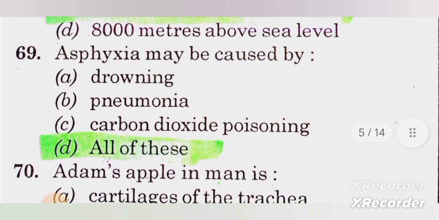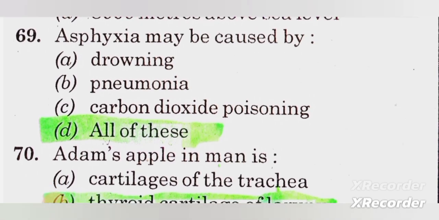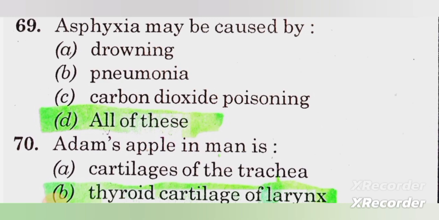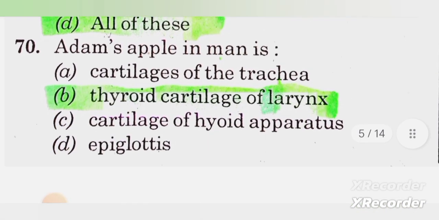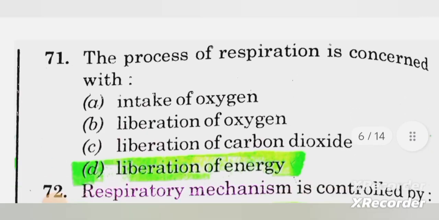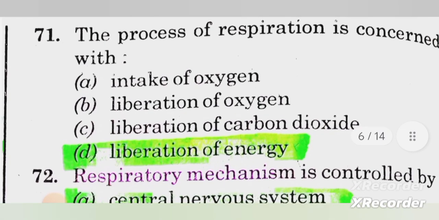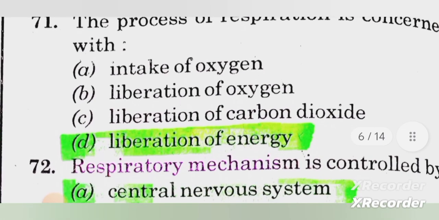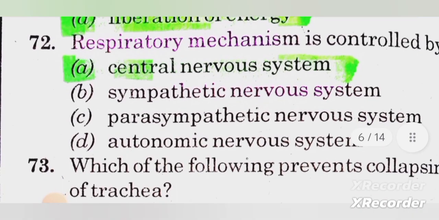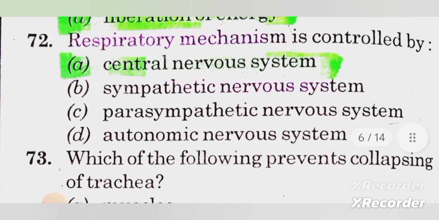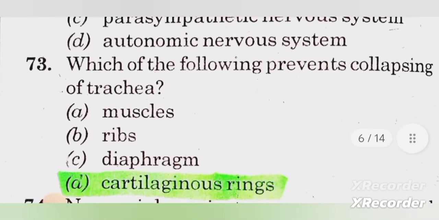Next, 69. Asphyxia may be caused by answer D, all of this: drowning, pneumonia, carbon dioxide poisoning. Next, 70. Adam's apple in man is answer B, thyroid cartilage of larynx. Next, 71. The process of respiration is concerned with answer D, liberation of energy. Next, 72. Respiratory mechanism is controlled by answer A, central nervous system.